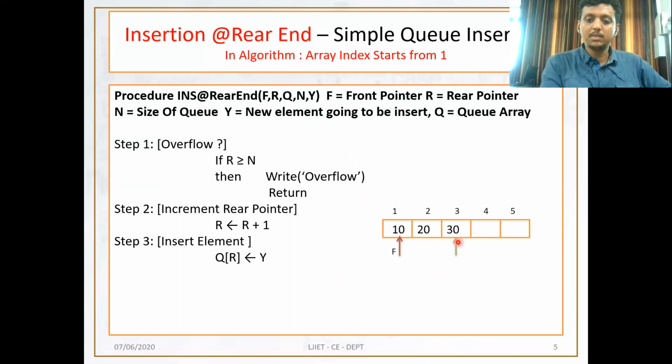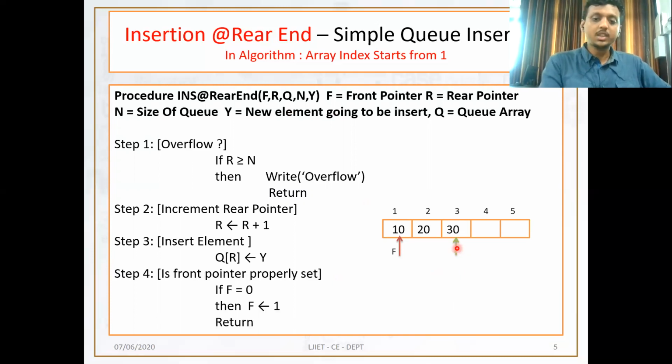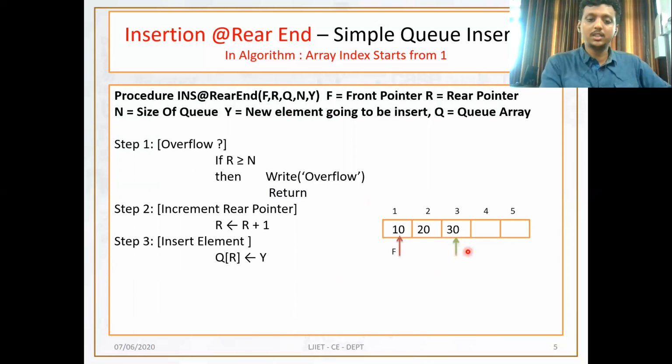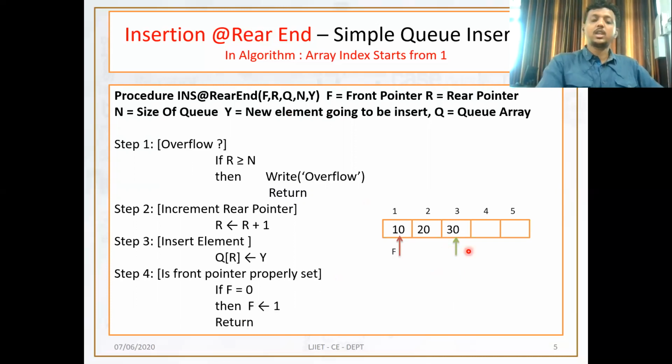See, I'm just incrementing this pointer. This is my queue, this is front, this is rear. And the last step is to set the front pointer: if my front pointer is at 0, then just move it towards 1. So this is the first algorithm of insertion at rear end in simple queue. It is same as simple queue. This is DEQUE. Do not forget, this is DEQUE.